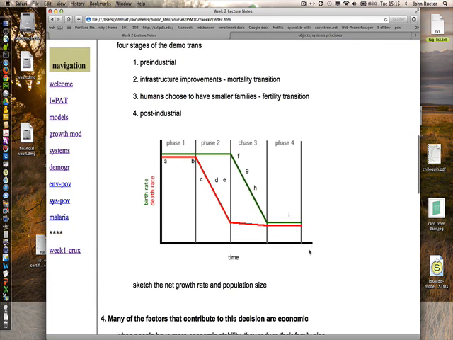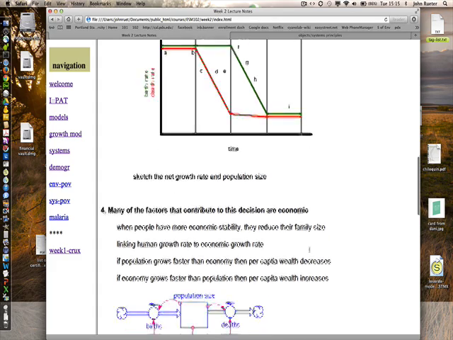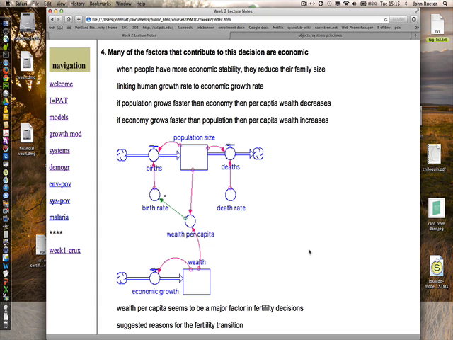Now, the reason we're interested in this is there are many factors that relate to the mortality and fertility transitions. So let's discuss that in terms of this model that we have here. We have the population in the top submodel, where births and deaths are controlling the population size. And in the bottom model, we have economic growth, and these are connected through a converter.